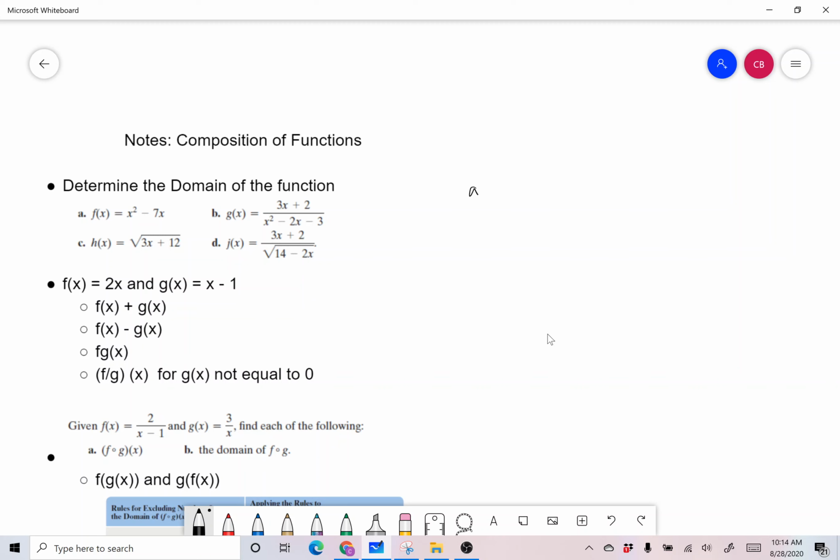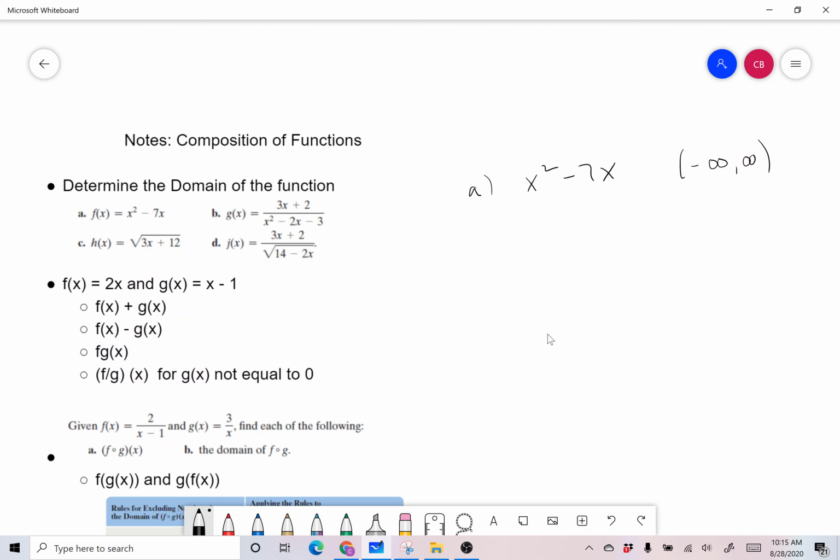If I give you x squared minus 7x and asked you the domain, you would simply tell me negative infinity to infinity. And why? Because you'd ask yourself two questions. Can you divide by 0 in this? And the answer is no, because it's not a fraction. And can you take a square root that's negative in this one? The answer is no, because there are no square roots in this one.